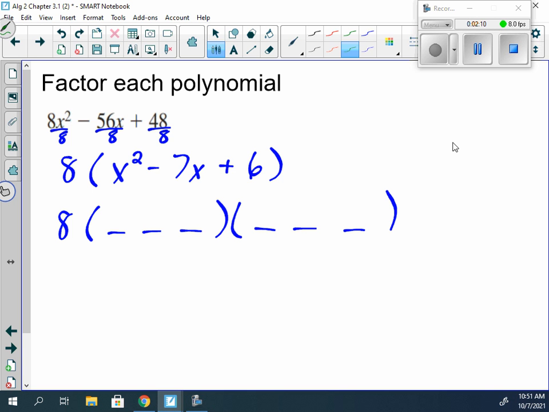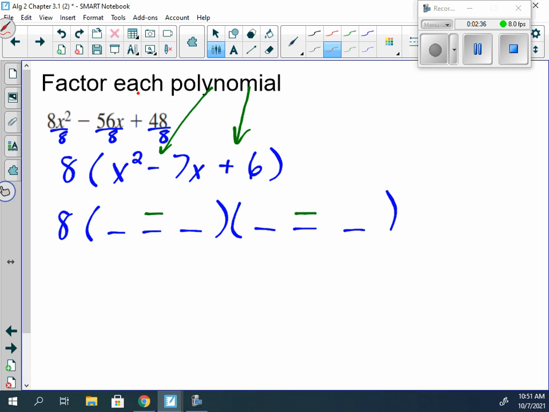Step 3 was to find the sign. So, right, if the third term is positive, the signs are the same and they match the sign of the middle term. Well, the third term is positive and the middle sign is negative, so they're both going to be negative. So negative and negative.